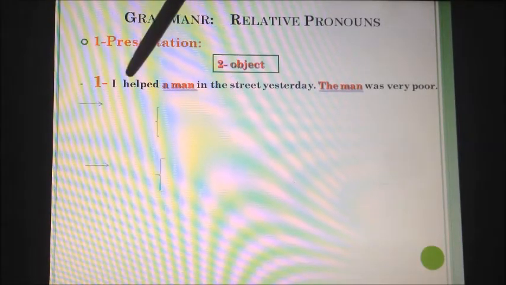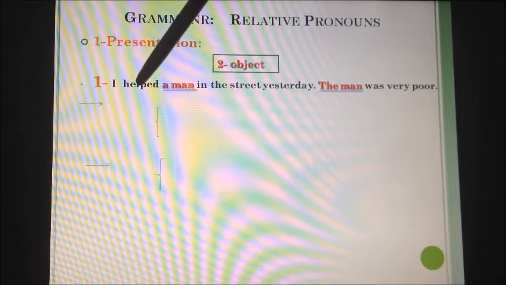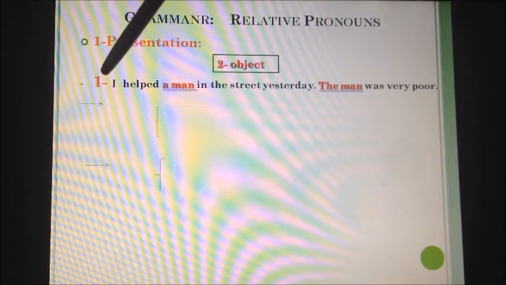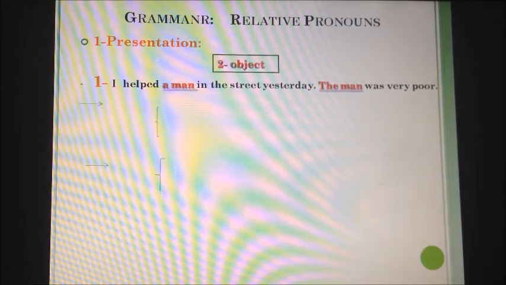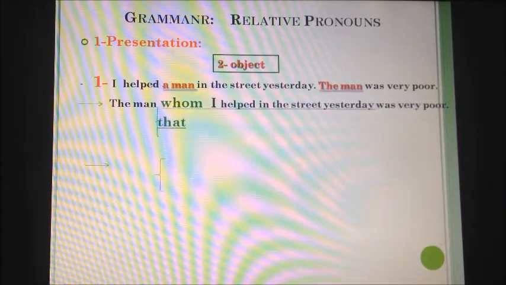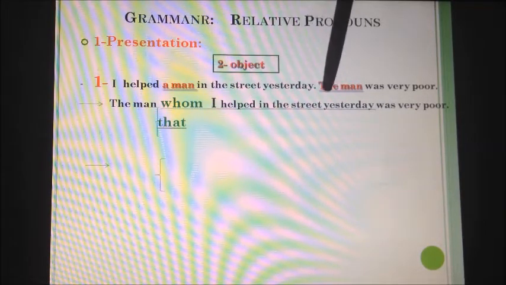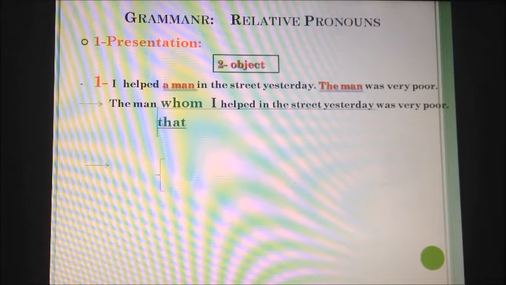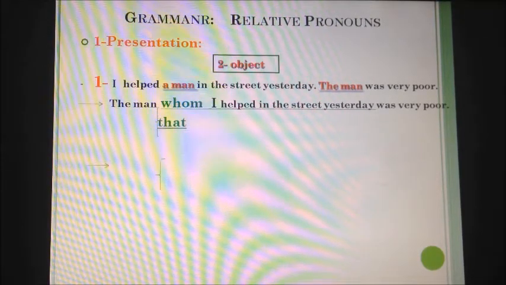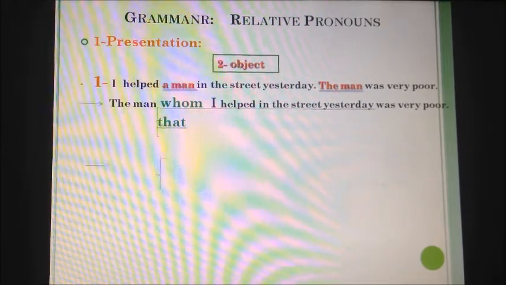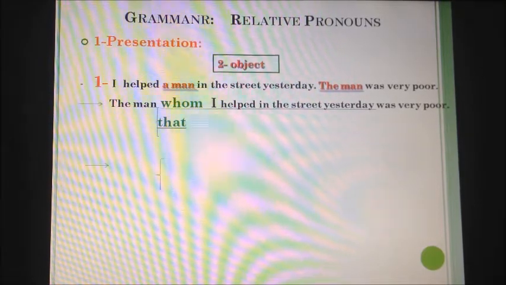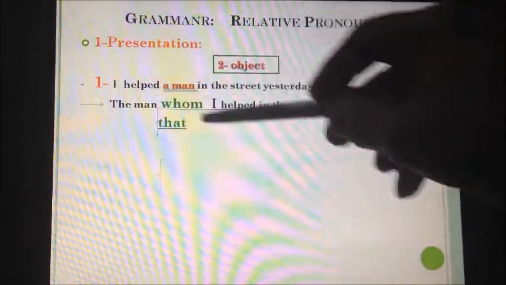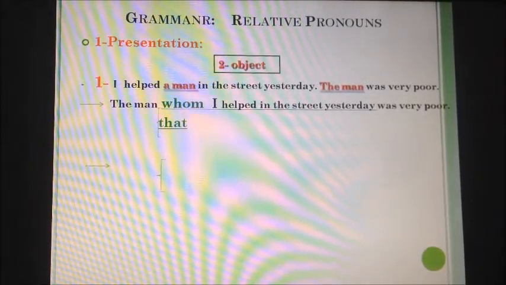I helped a man. Who did the action? It's me. هنا أنا الفاعل. I. The man is the object, مفعول به. So, the man whom I helped in the street yesterday was very poor. الرجل الذي ساعدته أنا. مش هو الذي ساعدني. Or, the man that I helped in the street was very poor. Or, we can say, the man I helped, without using the relative pronoun.